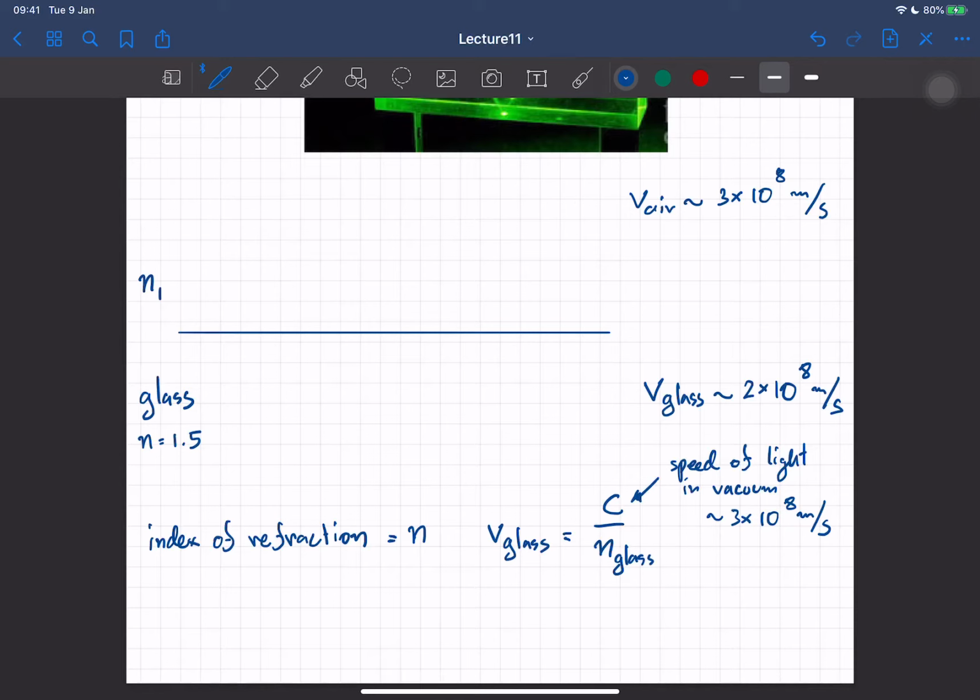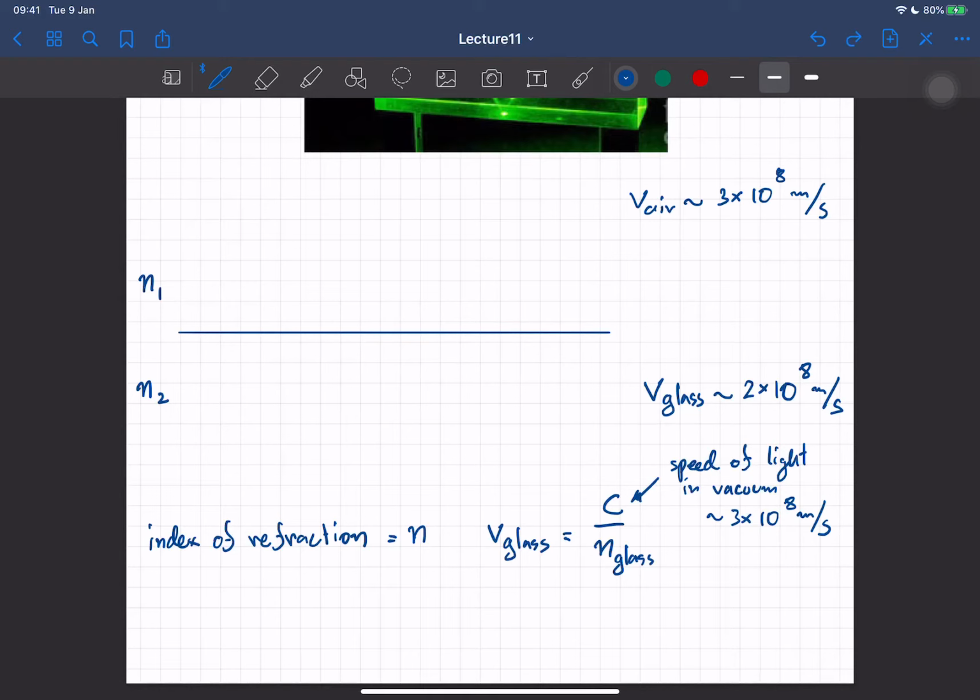Okay, if n1 happens to be 1, then we know it's probably air. And then the other one we will not say is glass, we will say it's n2. If n2 gives you about 1.5, then you can guess that it's probably glass. But this is a generic pair of media that you can choose. And this is the interface between the two media.